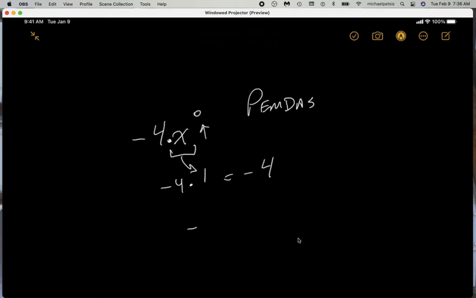That is different than something like this. Now the entire function in this parentheses is being raised to the 0 power, therefore this is 1.